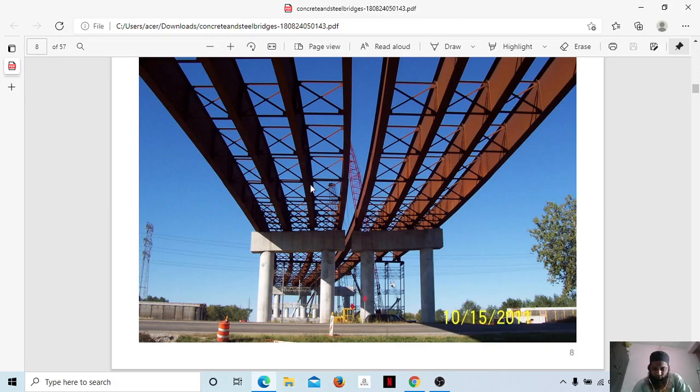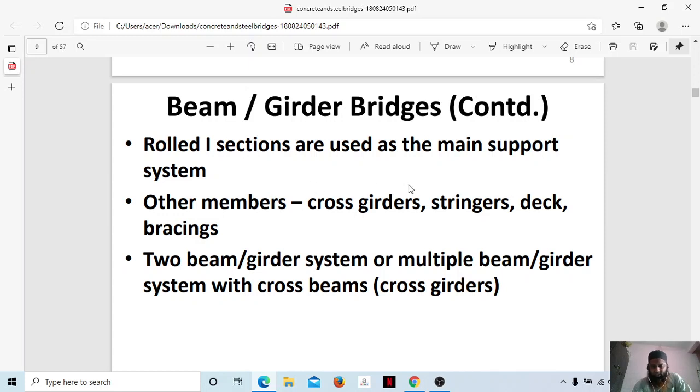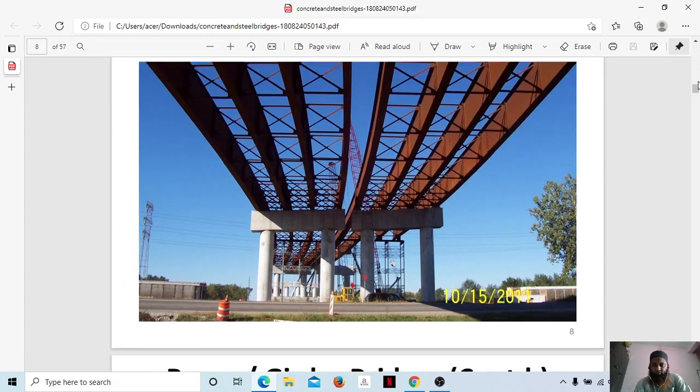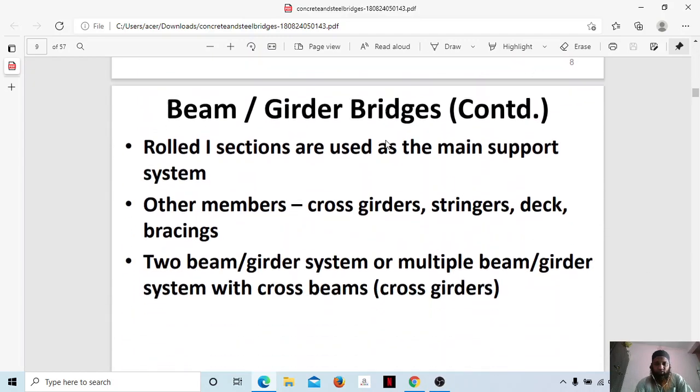So these are the huge I sections. You can see other members: cross girders, stringers, deck bracings. As I told you, bracings are also there. Two beam girder system or multiple beam girder system with cross beams even. Depending on the need, a two beam girder system is also there. Here we have four beams, or four girders, with cross bracings also provided at different intervals. Cross girders. You can see the bracings which have been provided here. So this is the beam girder.